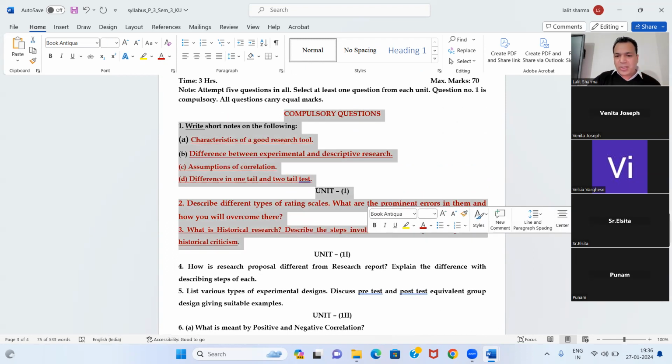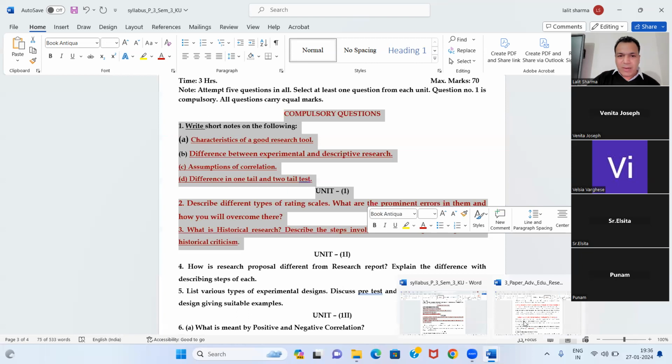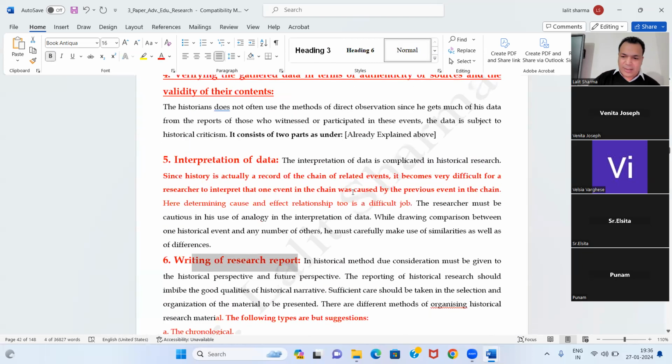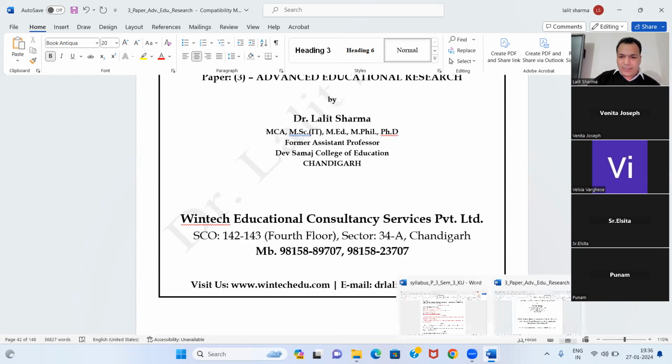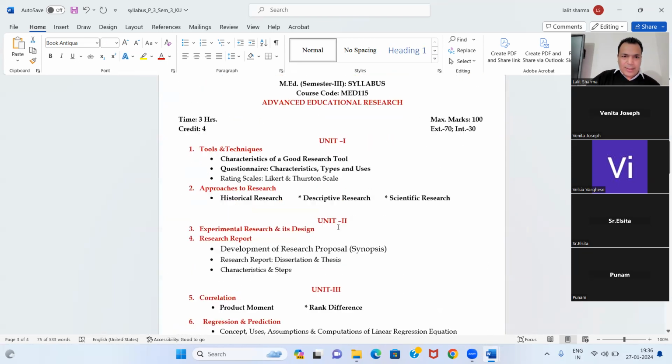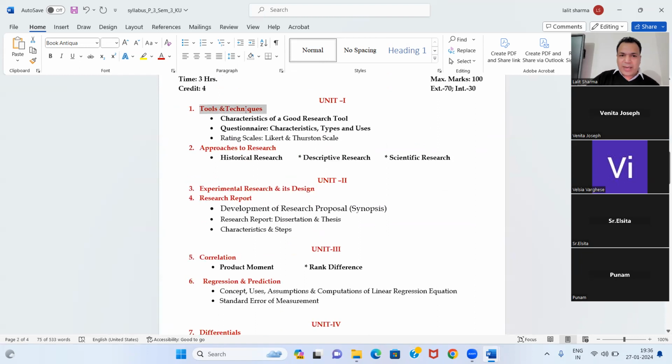And see the syllabus, what we have covered in the syllabus. Under the syllabus, we have covered tools and techniques, characteristics of a good research tool, questionnaire, rating scales, and these three methods.